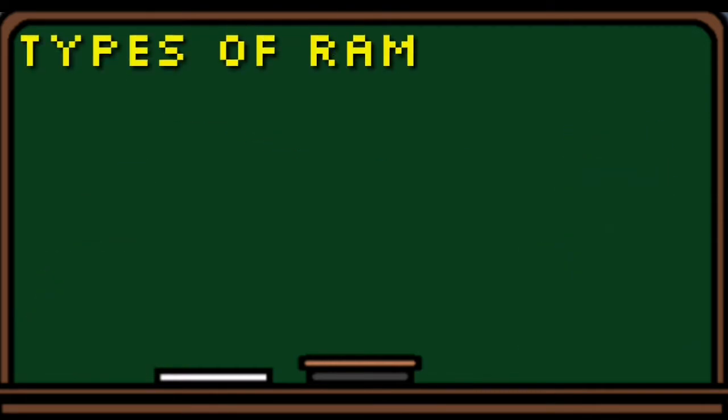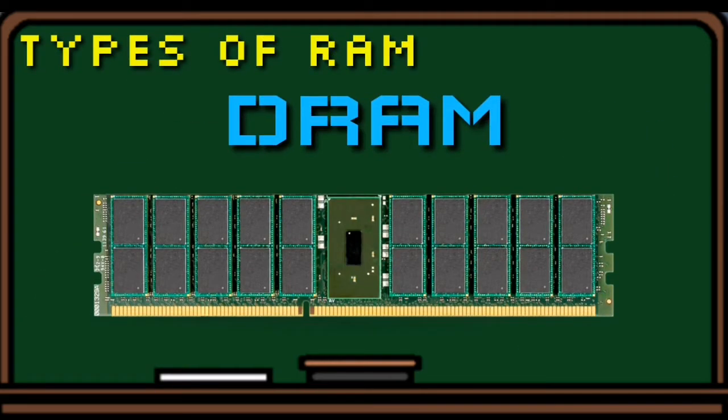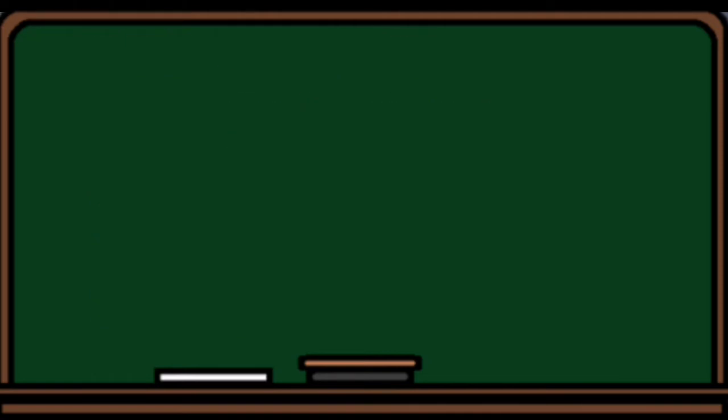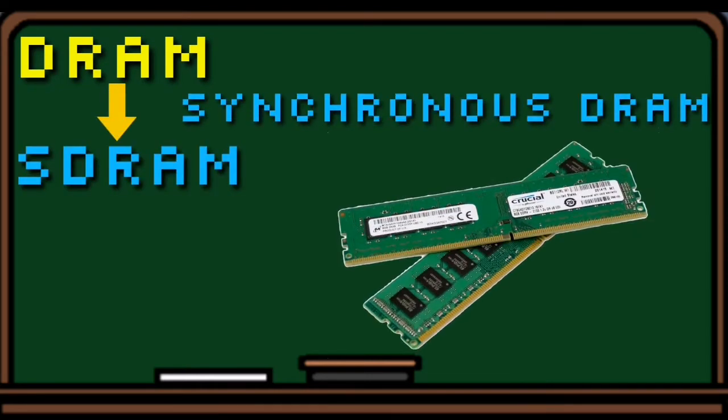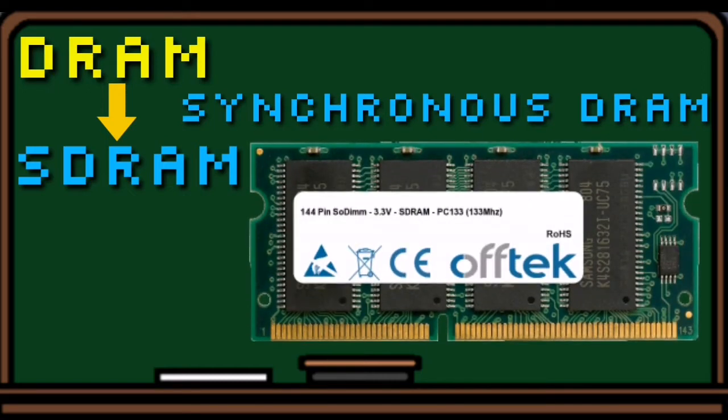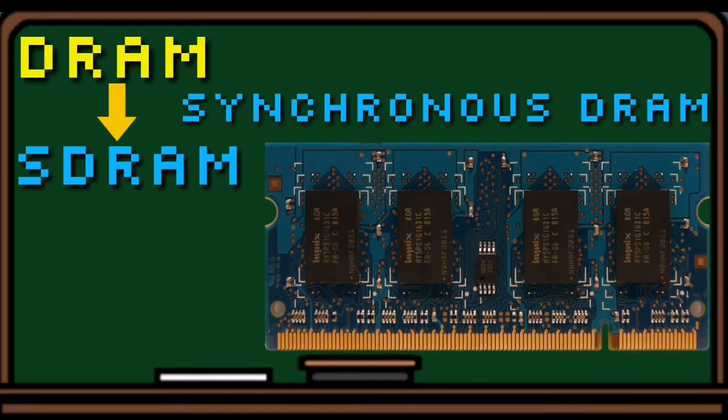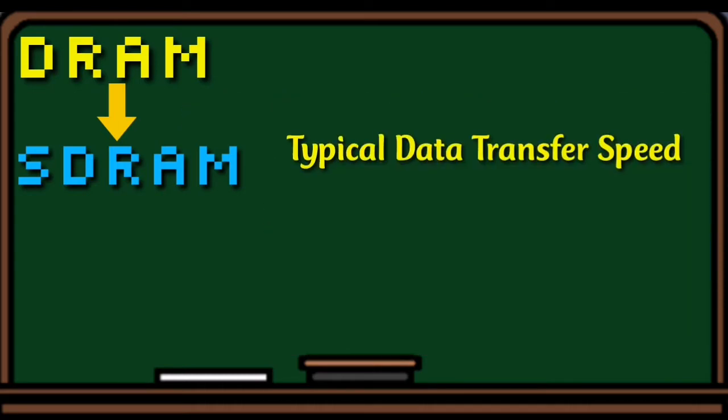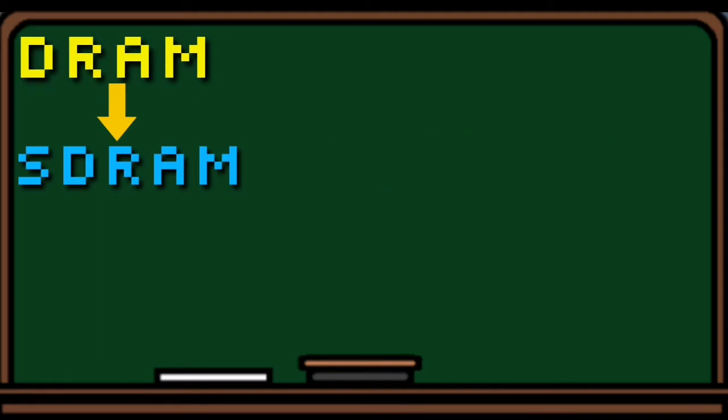Here are the types of RAM. DRAM, or dynamic RAM, is the most commonly used type of RAM in computers. The common types of DRAM are SDRAM, or synchronous DRAM. It synchronizes the memory speed with the CPU clock speed so that the memory controller knows the exact clock cycle when the requested data will be ready. This allows the CPU to perform more instructions at a given time. Typical SDRAM transfers data at speeds up to 133 MHz.